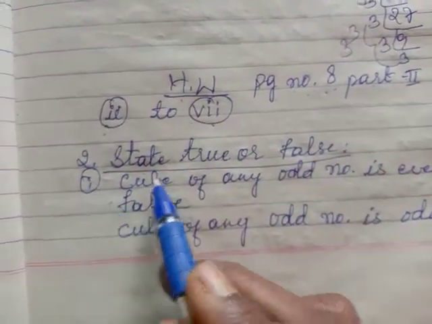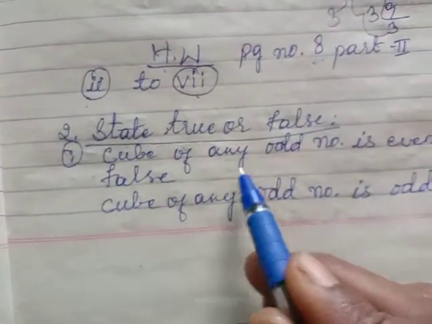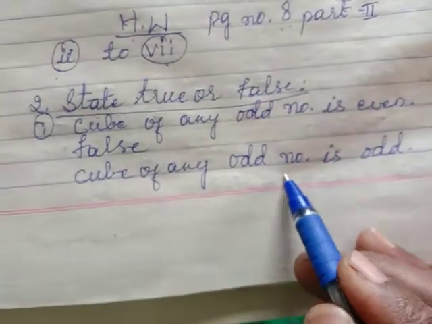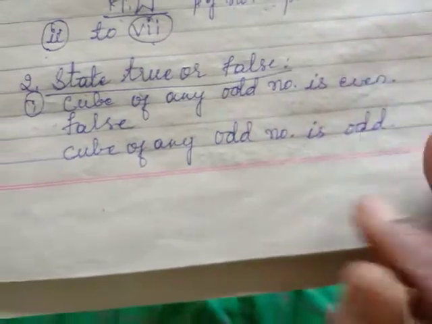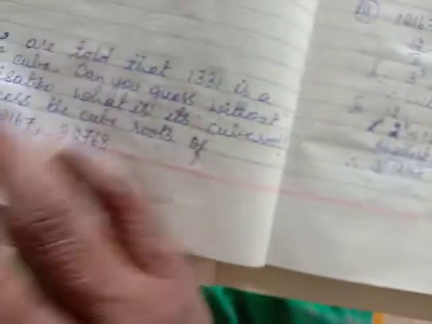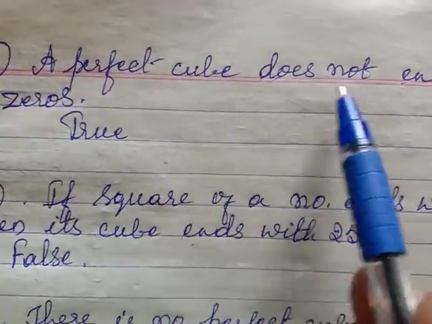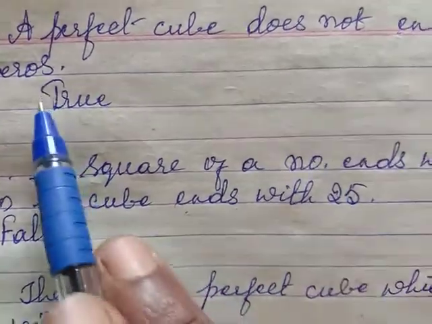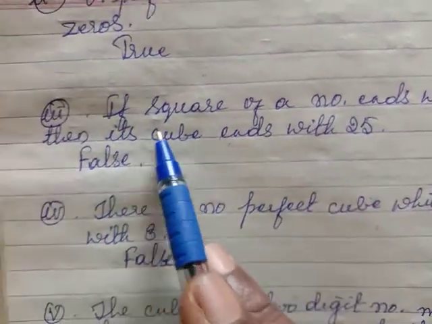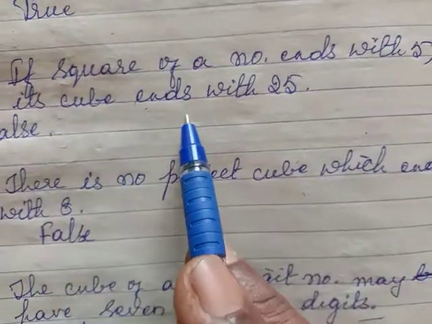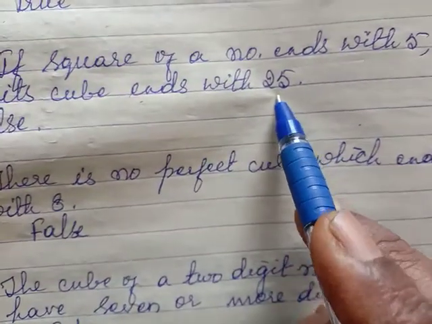Next is state true or false. Cube of any odd number is even. It is false. Cube of any odd number is odd itself. Okay, next, true or false: a perfect cube does not end with 2 zeros. It is true. If the square of a number ends with 5, then its cube ends in how much?